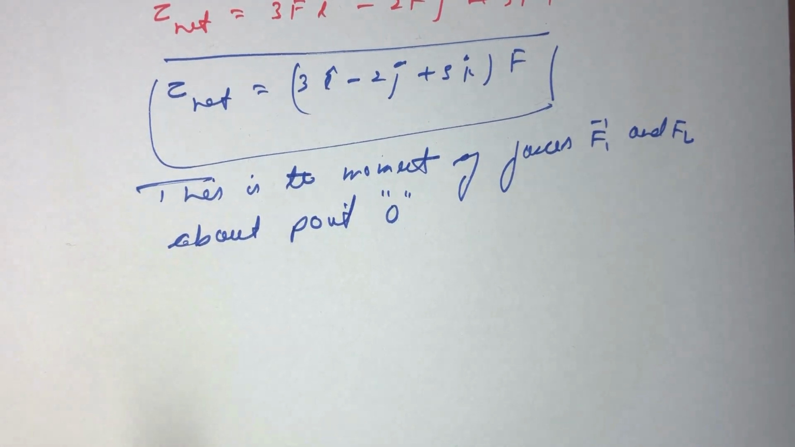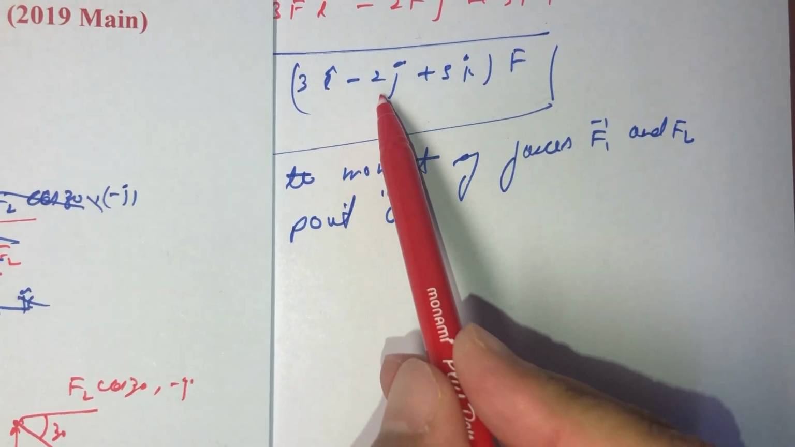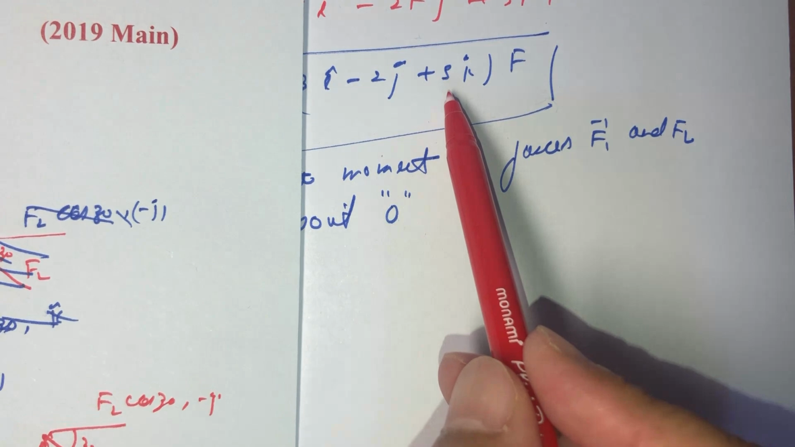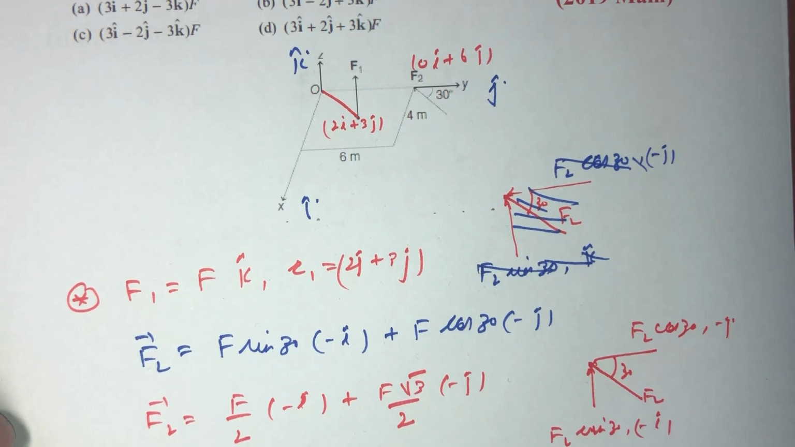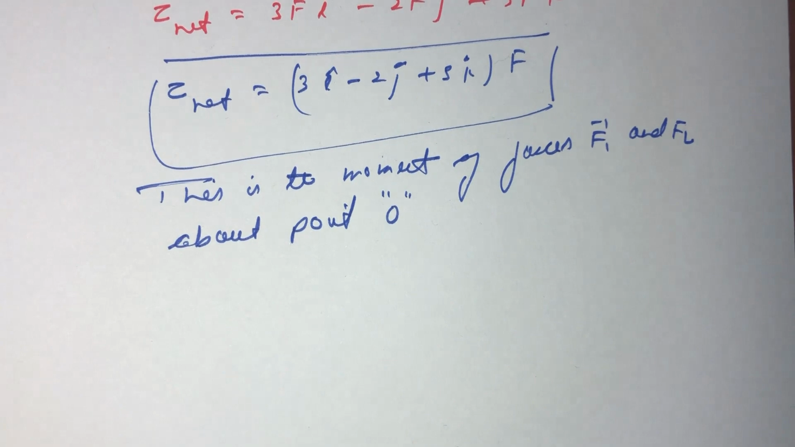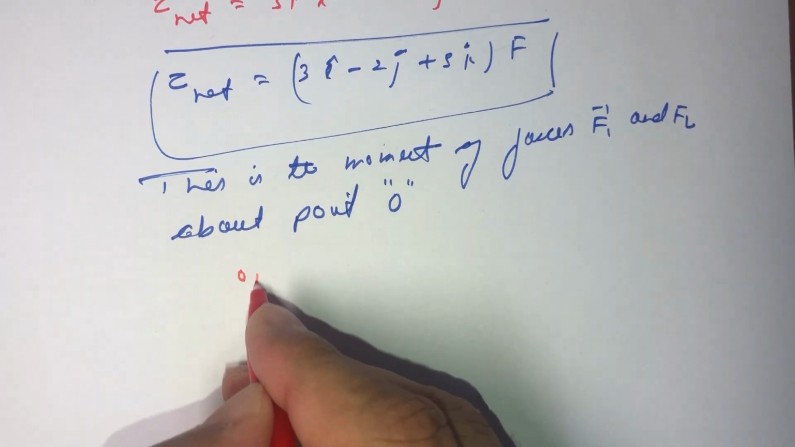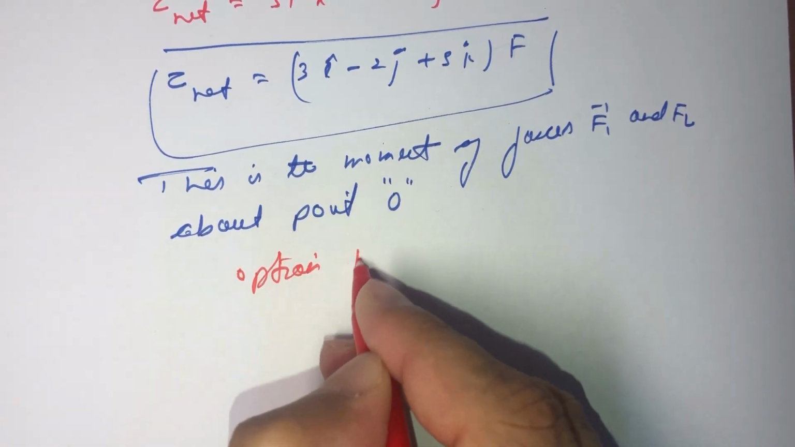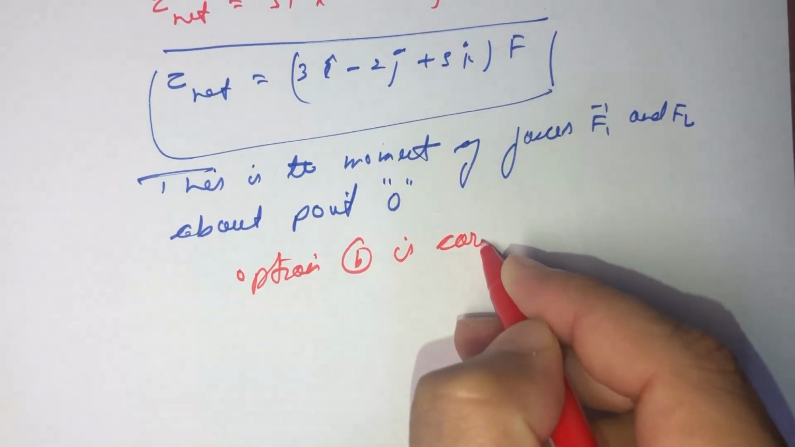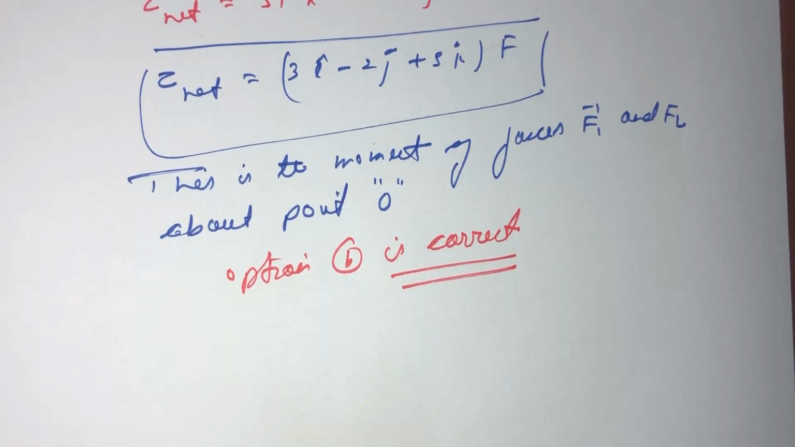Therefore, if we check the options available to us, we can say 3i minus 2j plus 3k. Yeah, option number B is the correct option. So we can say that option B is correct. So this completes the two questions. Okay. Thank you.